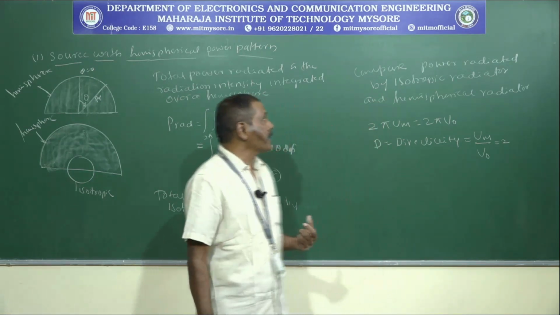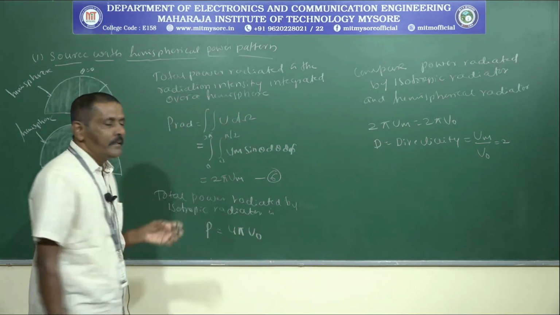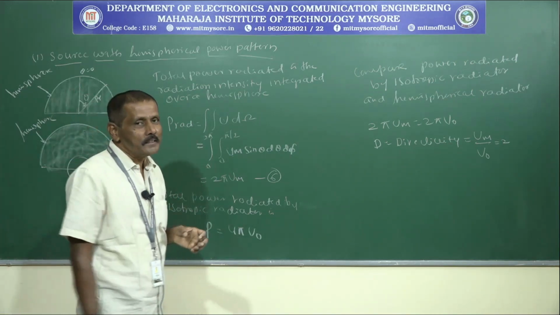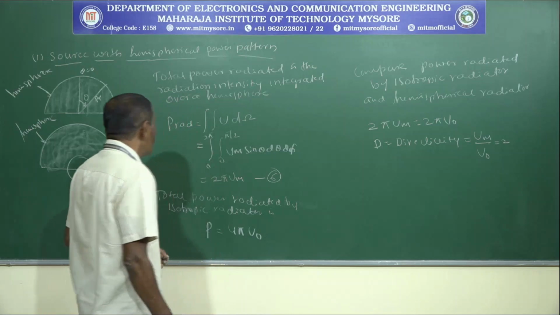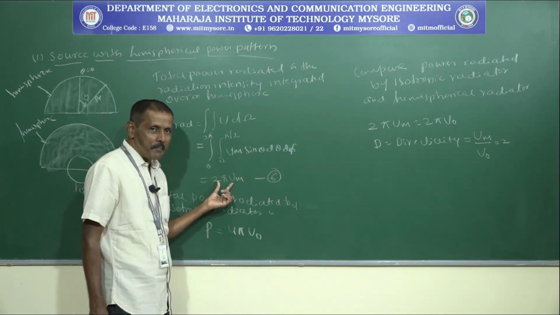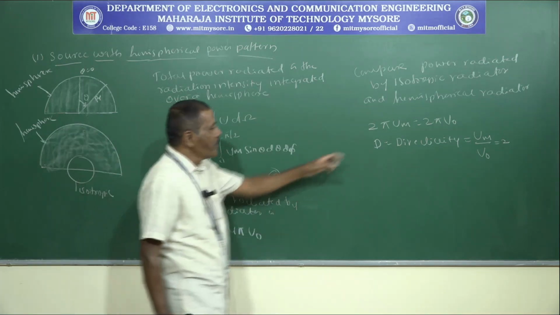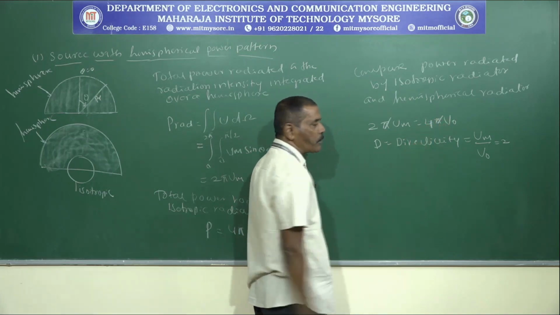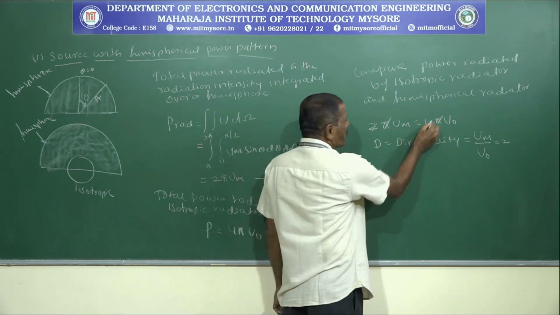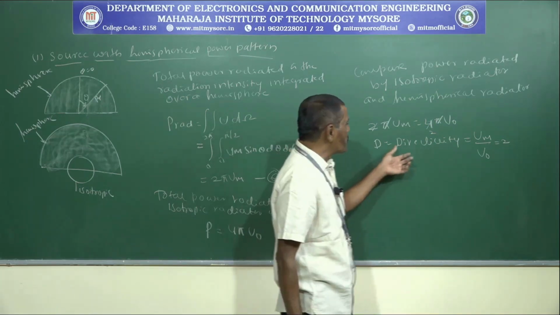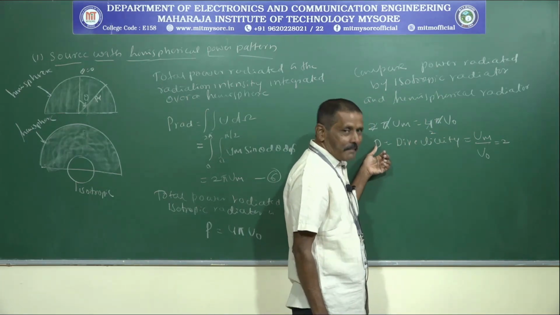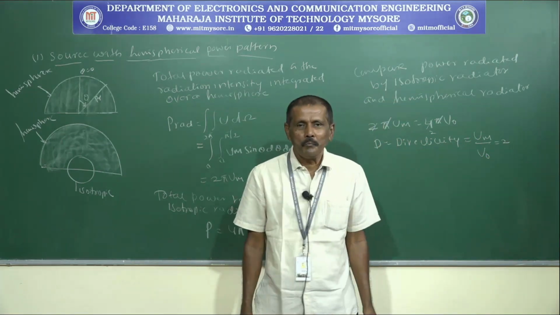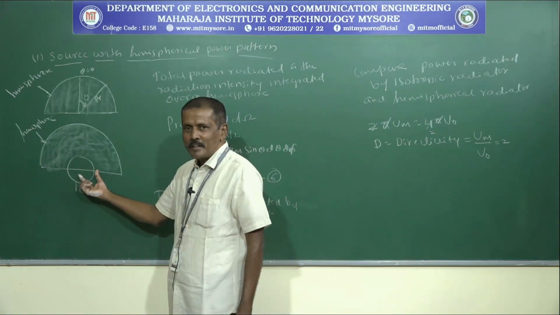Now, compare the power radiated by the isotropic antenna and the power radiated by the antenna whose pattern is hemispherical. Here you got 2 pi UM and here you got 4 pi U naught. 2 pi UM is equal to 4 pi U naught. This pi and this pi will go, and these two and these two will go, leaving 2. So, therefore, directivity is equal to UM divided by U0. So, this is equal to 2.